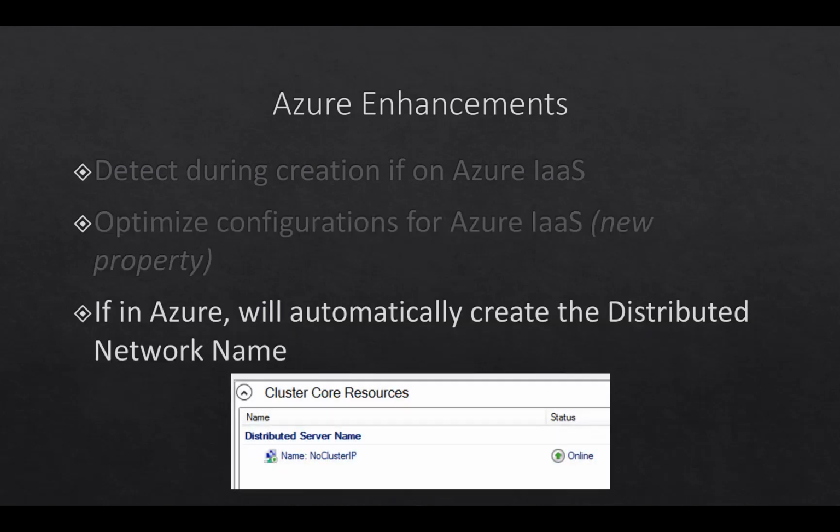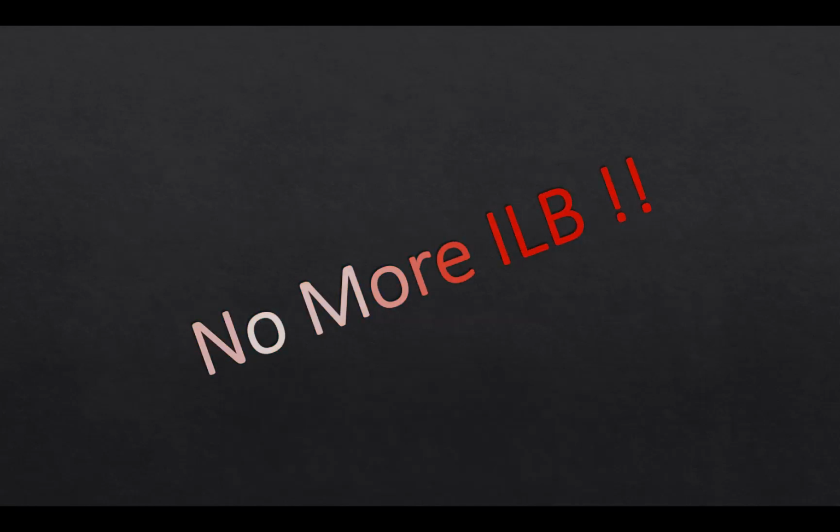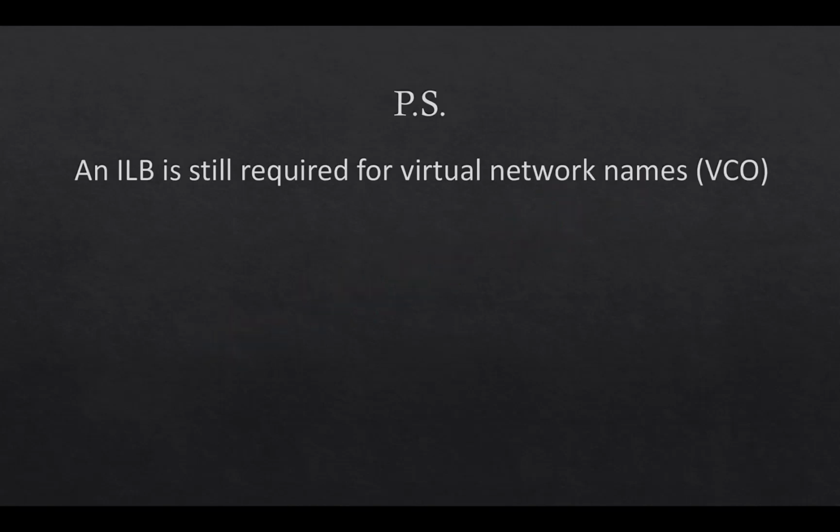If it is in Azure, as I mentioned previously, it will automatically create the distributed network name as the cluster name. What this means is, for clusters in Azure, there is no longer the need for the internal load balancer IP address to connect to the cluster. As a side note, any roles that require network names will still need this internal load balancer created. This is only for the cluster name.